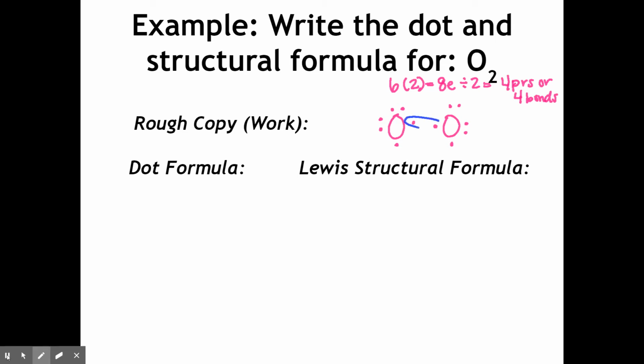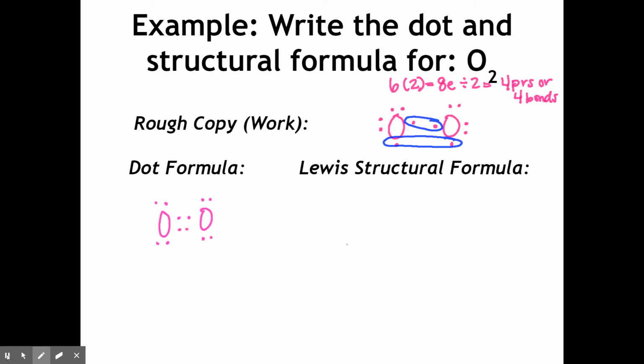They will share these electrons. What that looks like for the dot formula, they are sharing those 4 electrons that we circled. And then there are 2 pairs of unshared electrons for each oxygen.